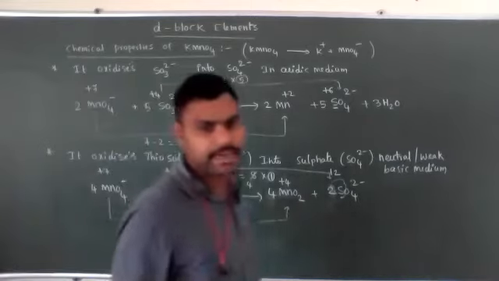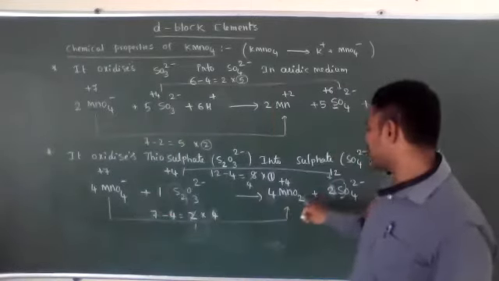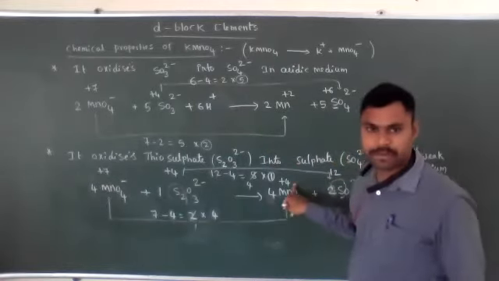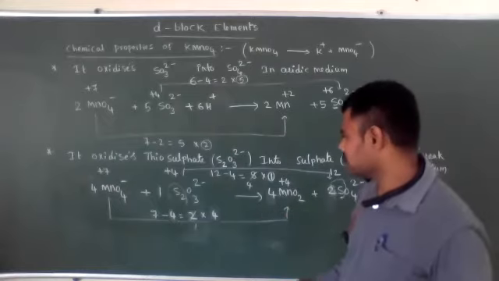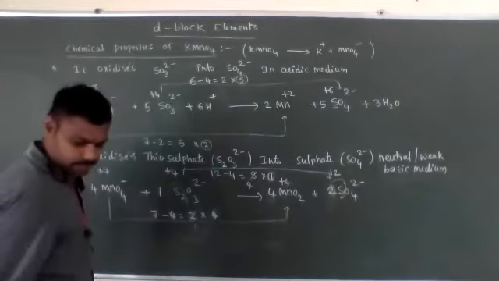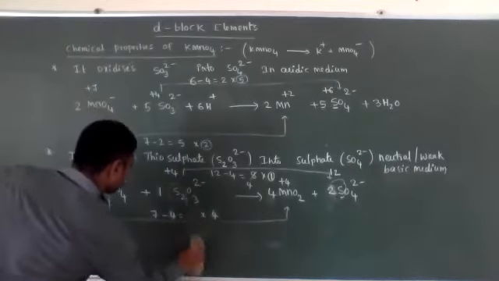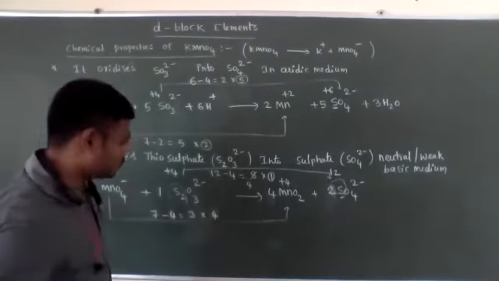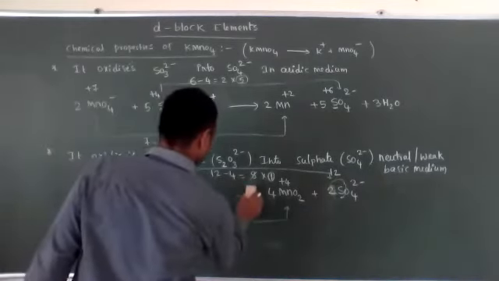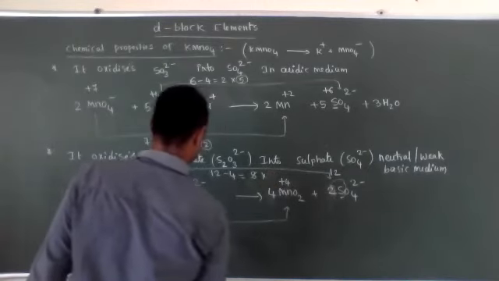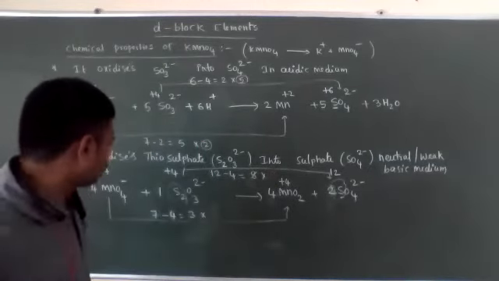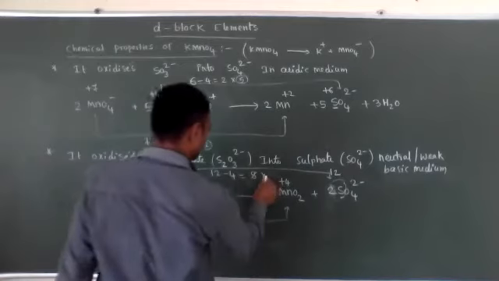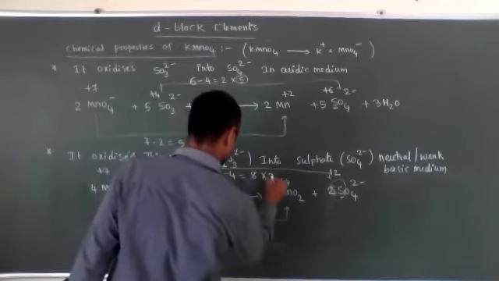So, thiosulfate ions into sulfate in neutral or basic medium. In neutral or basic medium, MnO4 minus is converted into MnO2, manganese dioxide. Is it clear? So plus 7 oxidation state is converted into plus 4. Now the difference is 7 minus 4, which is equal to 3. And here 8. So the simplest ratio is 3 and 8 only. So this equation we need to multiply with 8. This equation we need to multiply with 3.